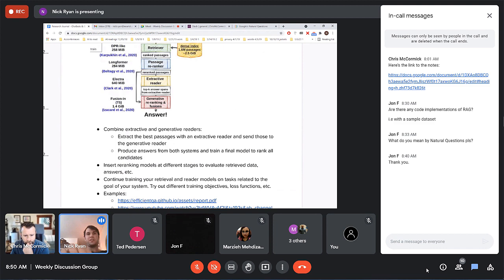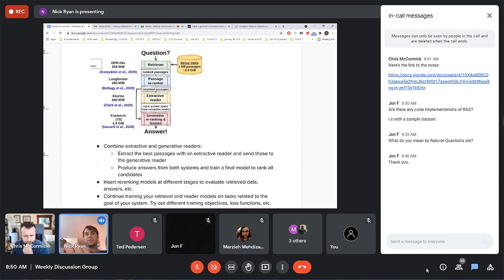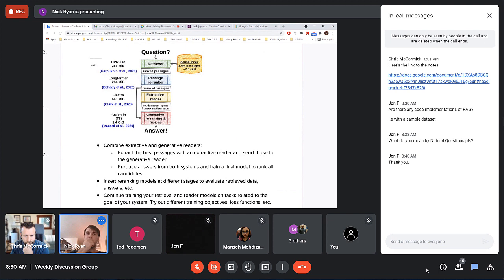There are just a few ideas here that, if you are building one of these systems, you would probably end up playing with. One obvious one is combining extractive and generative readers. Maybe that means, as in here, you take the passages and pull out the spans with an extractive reader, then feed those most likely spans into a generative reader, and then produce an answer. Another might be to take answers from an extractive reader and from a generative reader and feed those into a ranking system and ask it to predict the best answer.